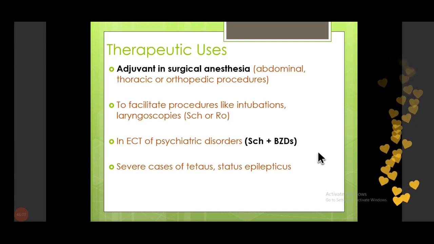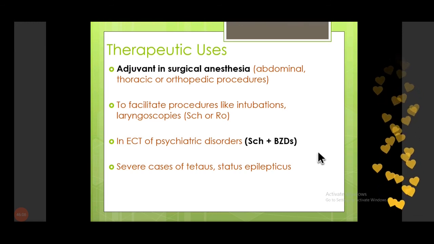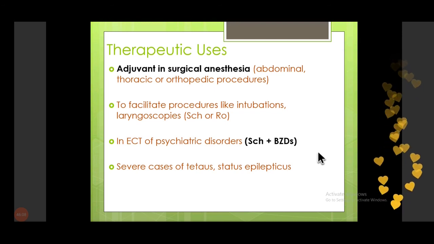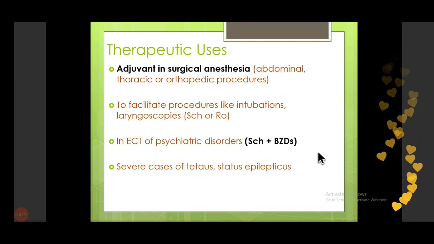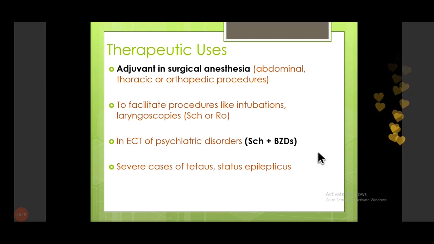But since ECT comes with its own complication of more contraction and relaxation of the muscles, the sequelae can be disturbing muscle injuries or bone fractures, etc. So succinylcholine along with benzodiazepine is used in those cases to relax the skeletal muscle, and also in severe cases of tetanus and status epilepticus.